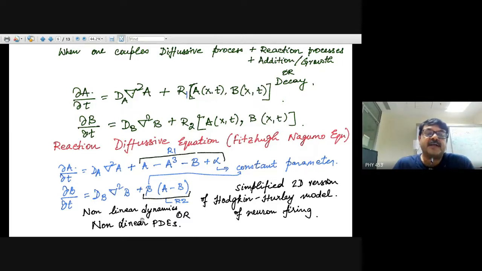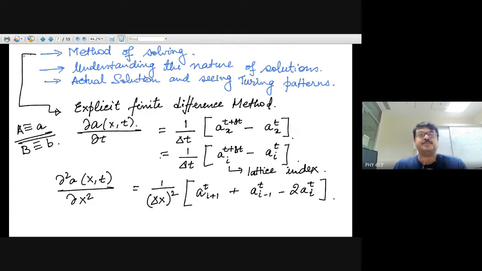We are going to look at it from the perspective of not neuron firing or something, but more from the nonlinear dynamics perspective, solution of nonlinear PDEs, and look at patterns formed as a consequence of these terms, the fight of these two terms, where B tries to suppress A, B changes depending upon the difference of A and B. And there's also the diffusive term, which tries to make the concentration gradients of A and B smooth.